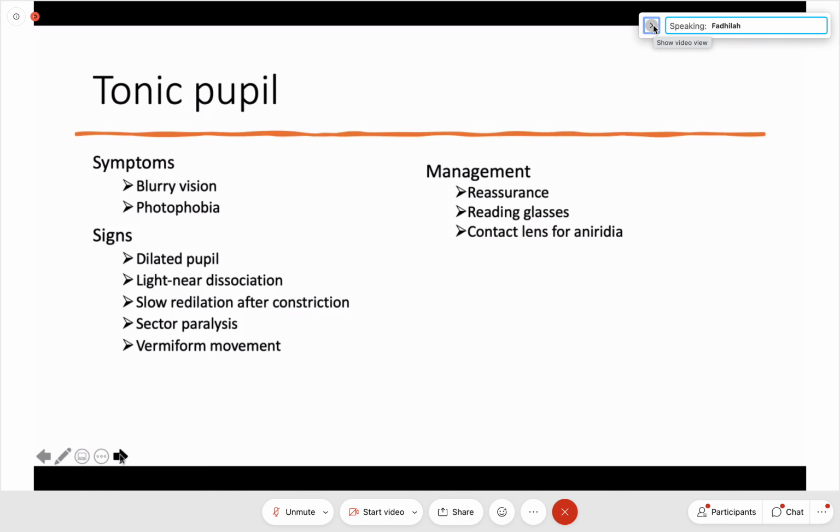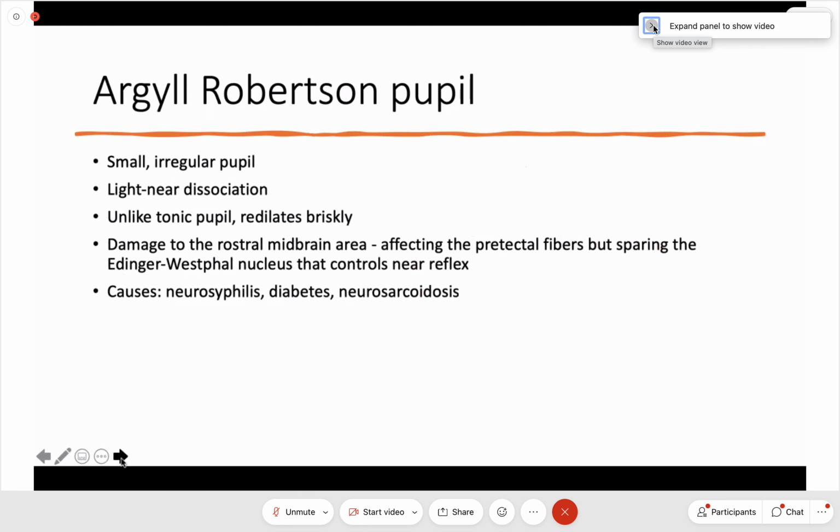So how do you manage? Well, most people wouldn't need more than just reassurance, but some would need reading glasses, and some would also need contact lens for aniridia. Recently, I saw a young patient who has so much photophobia, but he could tolerate well with the aniridia contact lens.